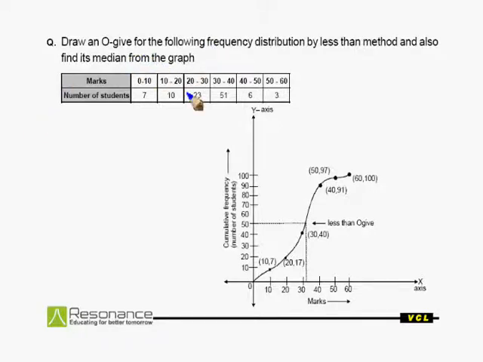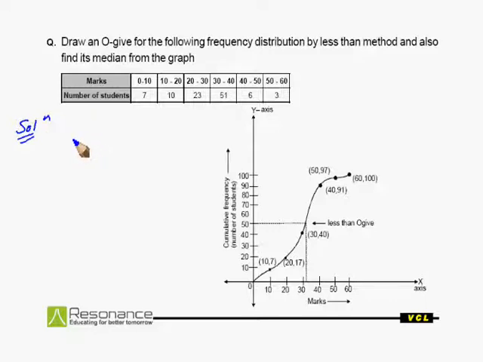So, the table here: the marks, that is 0 to 10, number of students is 7, marks 10 to 20, the number of students is 10, and so on. So we have to find the median for this given information. First of all, we have to draw a less than cumulative frequency table.